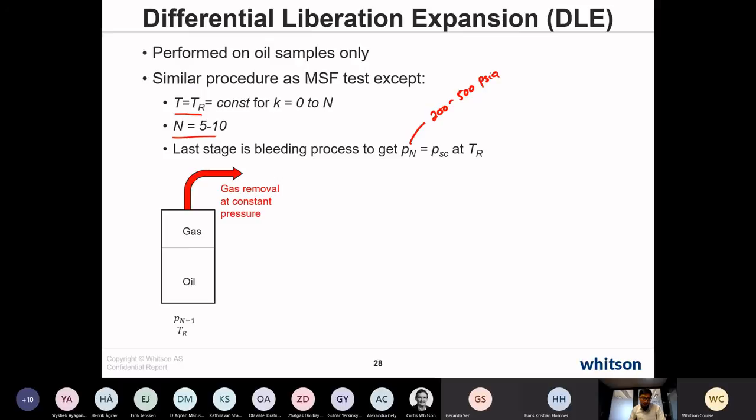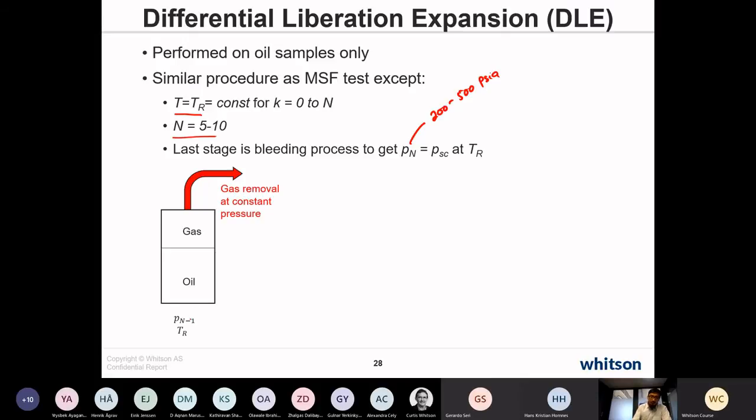So what do we mean by bleeding process? And maybe Hans is here, so he can comment on this, like how they do this or how they tackle this situation in their PVT lab. But that's how it is generally done.